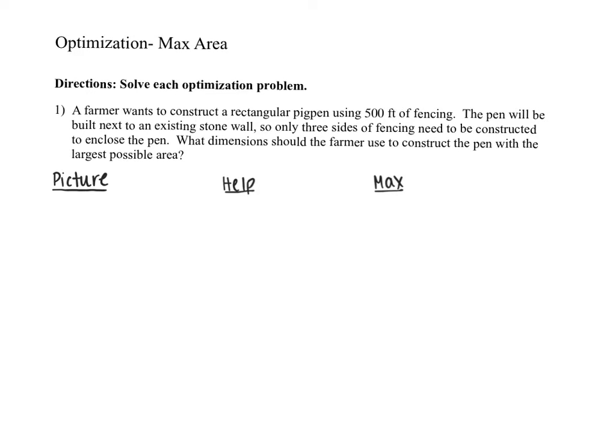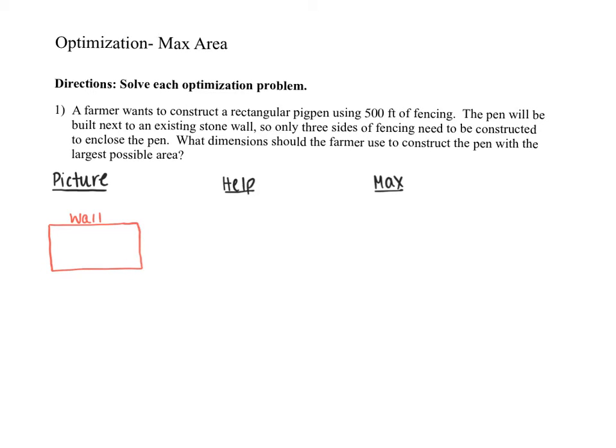So in this problem, they're talking about a farmer wanting to construct a pig pen against a stone wall. So I'm going to draw my picture like this. We'll say this is the wall, and here is my rectangular pen. So only these 3 sides, this side, this side, and this side, will be needed.